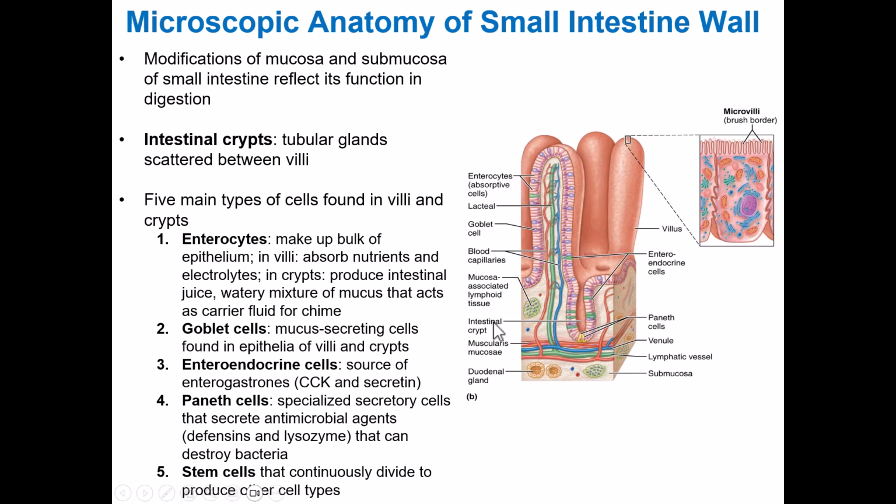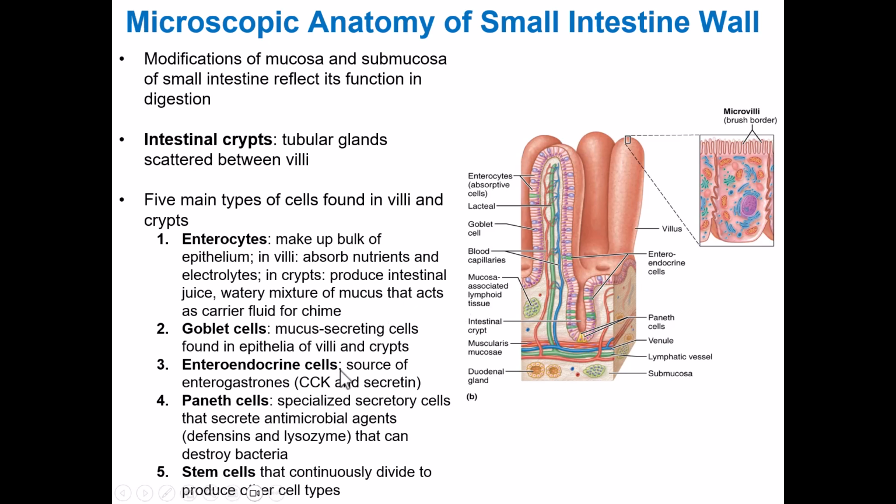In these intestinal crypts, there are other types of cells. Most of them are enterocytes, and that's where most of the absorption is going to happen. Those cells can also produce some intestinal juice that can help carry the chyme along that small intestine. There are goblet cells for creating mucus. Again, that's for, I think, lubrication. We're trying to move things along.